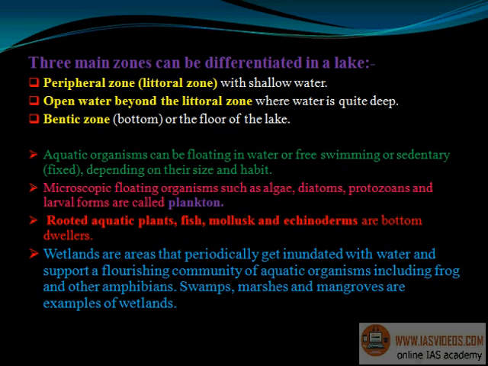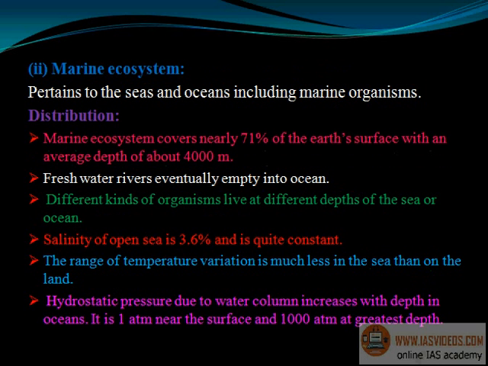Wetlands are areas that periodically get inundated with water and support a flourishing community of aquatic organisms, including frog and other amphibians. Swamps, marshes, and mangroves are examples of wetlands. 2. Marine ecosystem. Pertains to the seas and oceans, including marine organisms.